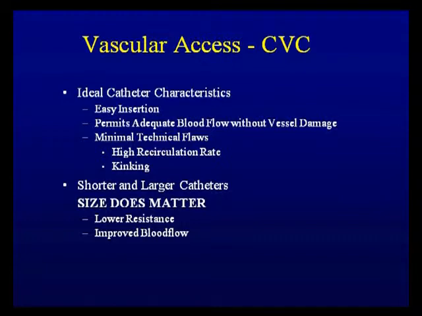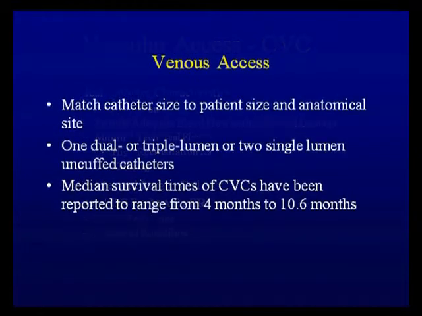Again, what's an ideal catheter characteristic? First of all, it should be easy to insert. It should give you adequate blood flow without vessel damage, and then they should have the lowest recirculation rates. They should be less kinking, and then you have the short and large catheters. Again, the size does matter. You would try and use the larger catheters because of lower resistance and improved blood flows.